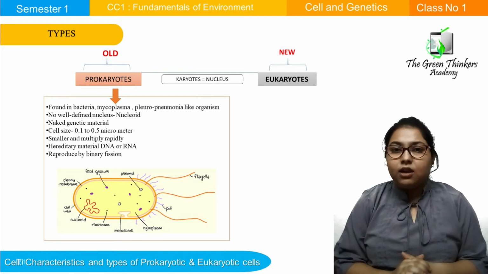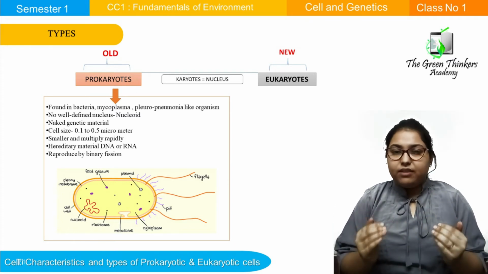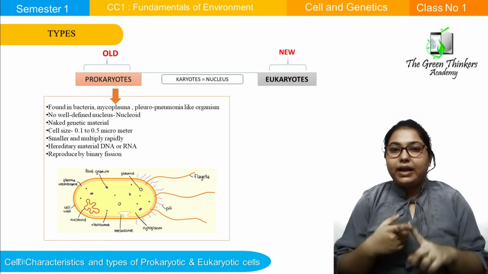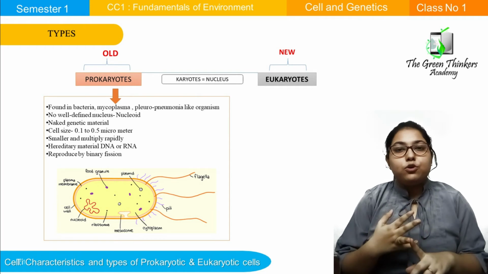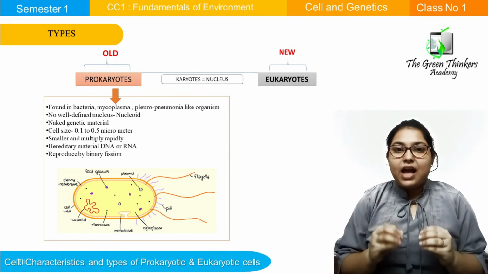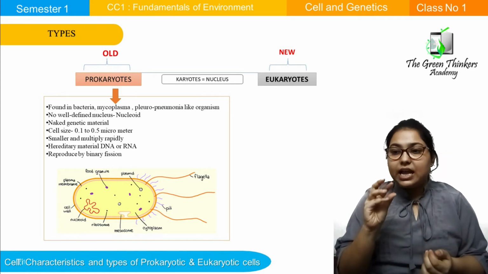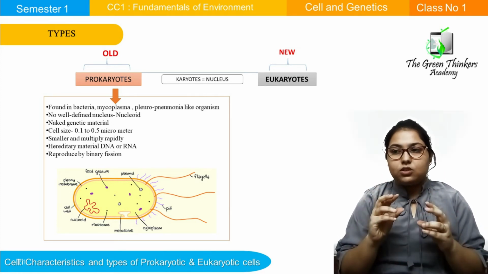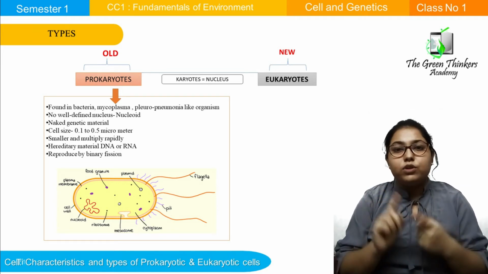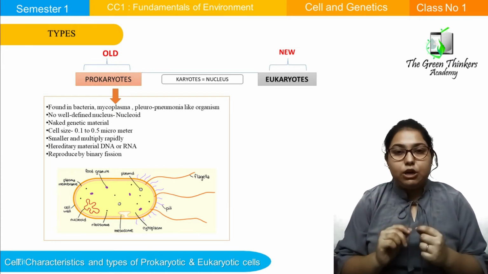Now we'll be discussing the features of a prokaryotic cell. It is basically found in the old or ancient microorganisms. They are found in bacteria, mycoplasma, pneumonia-like organisms. They do not have a well-defined nucleus, only a nucleus-like structure present in the cell. It is not called a nucleus. The nucleus is a prominent structure which we find in the eukaryotes.